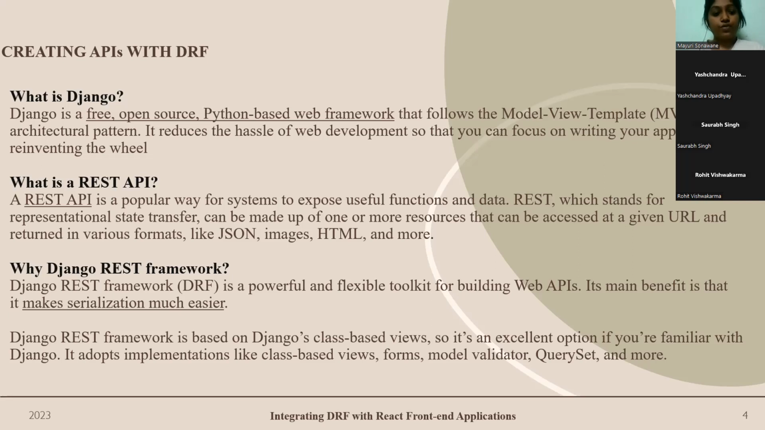Why do we use Django REST framework? Django REST framework is a powerful and flexible toolkit for building web APIs. Its main benefit is that it makes serialization much easier. It is based on Django class-based views, so it's an excellent option if you are familiar with Django. It adopts implementations like class-based views, forms, model validators, query sets, and more.